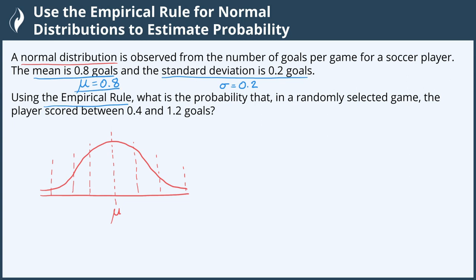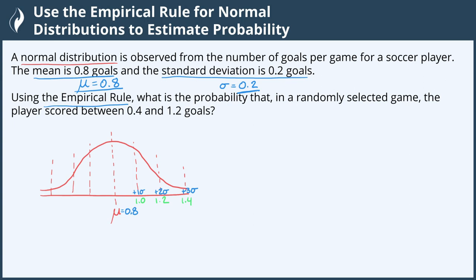We were told that the mean, or the mu, is 0.8, so we can write this in as 0.8. This is 1 standard deviation above, this is 2 standard deviations above, and this is 3 standard deviations above. Knowing that, we can add 0.2 to our 0.8, making our first standard deviation above 0.2 plus 0.8, which gives us 1.0. Adding another standard deviation of 0.2, we get 1.2, and adding it one more time for 3 standard deviations above, 1.2 plus 0.2 is 1.4.